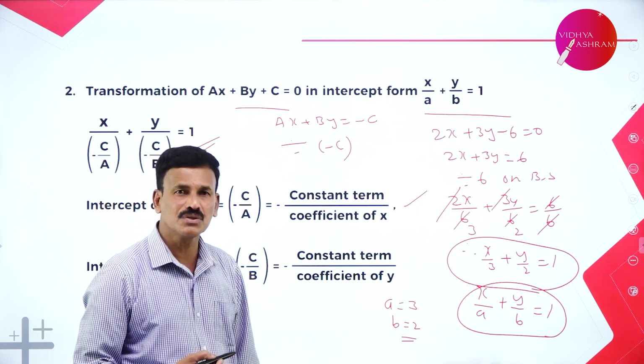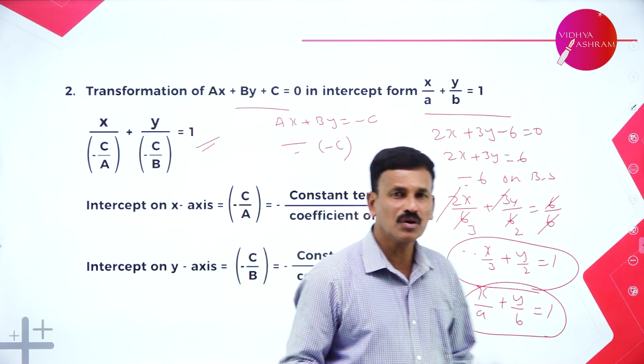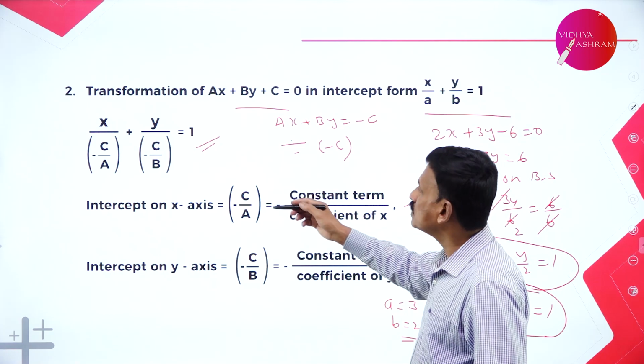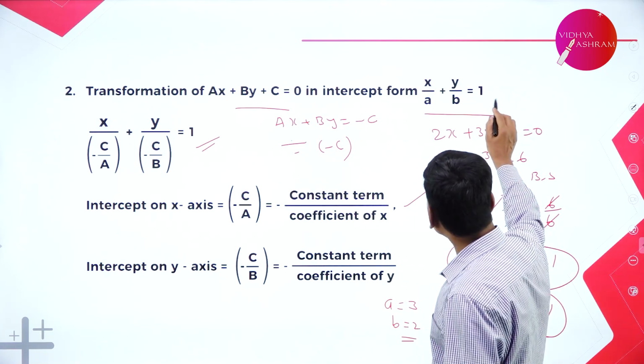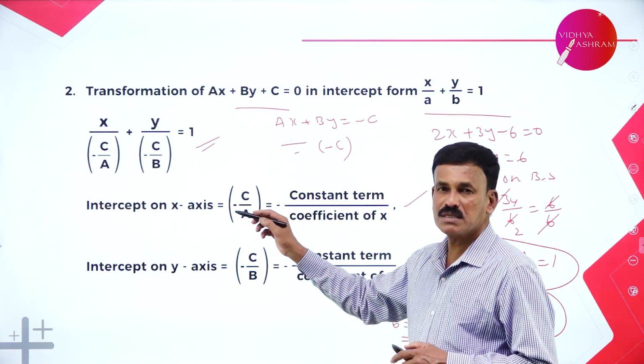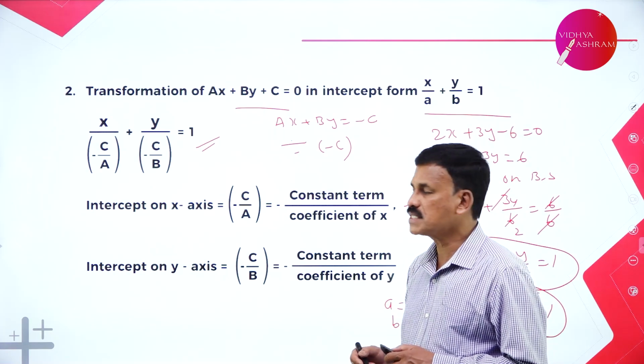This is how we are going to find the intercept. So, any equation ax plus by plus c is equal to 0 can be converted into the intercept form by dividing throughout, by converting the right-hand constant as 1. So, x by minus c by a plus y by minus c by b is equal to 1 is the intercept form of a straight line.